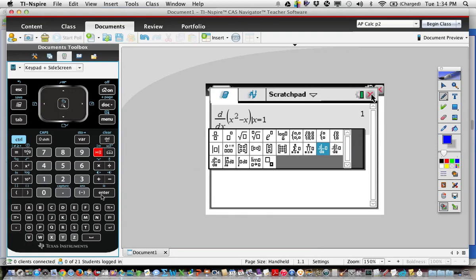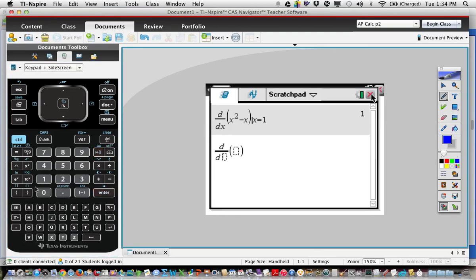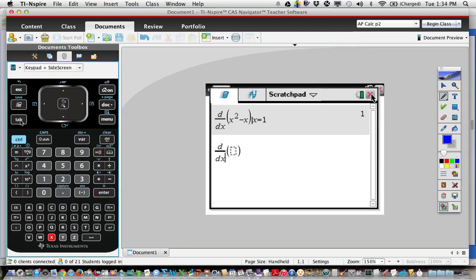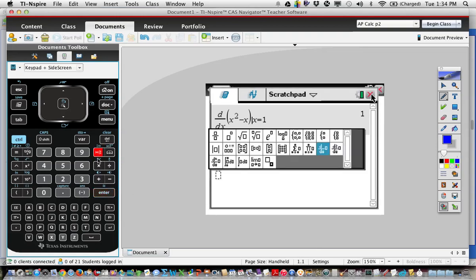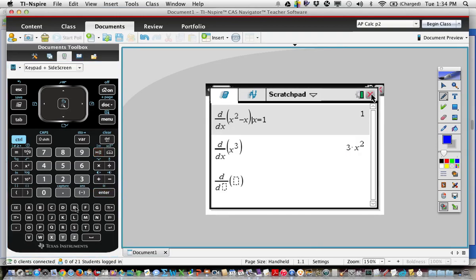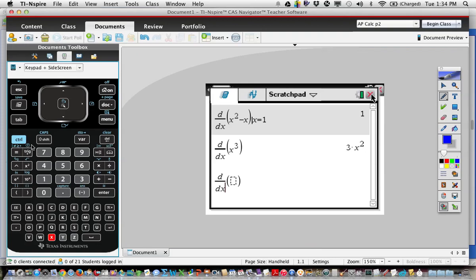So if I do the derivative of, and let me put an x down there, tab, and let's just do the one we did a minute ago, which was x cubed. And sure enough, there's a derivative, 3x squared. That's pretty cool. That's what CAS does for you. The ones that aren't CAS, it won't do that. Okay? Now we go in here. Let me do that derivative we just did, so we can check our answers.